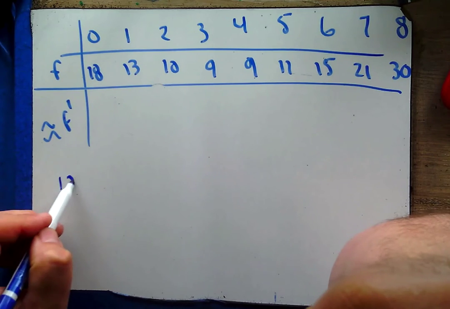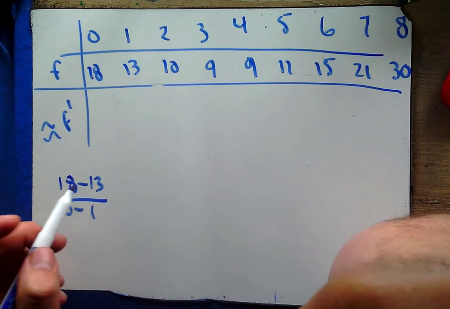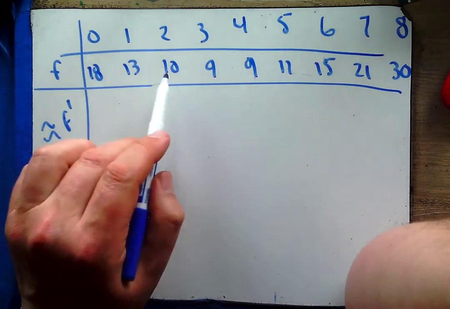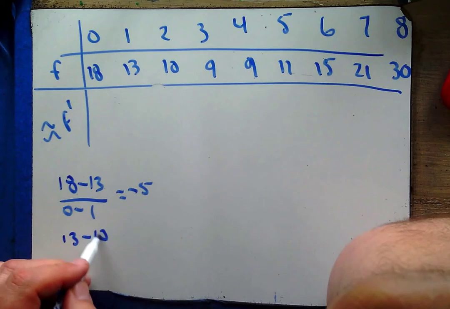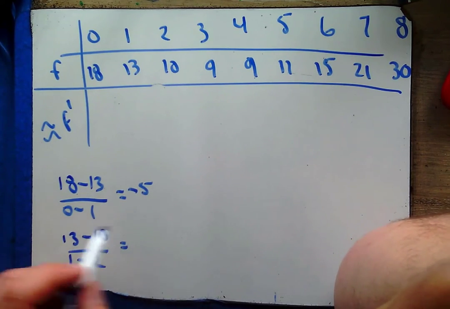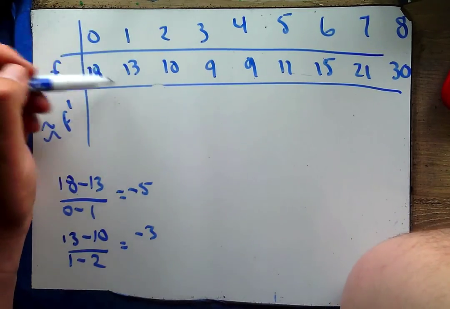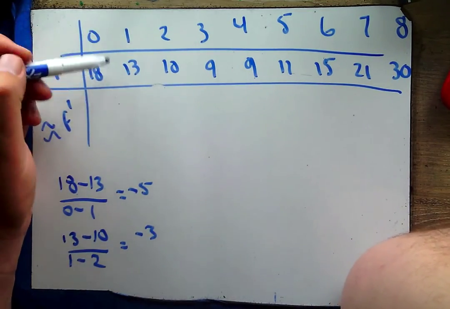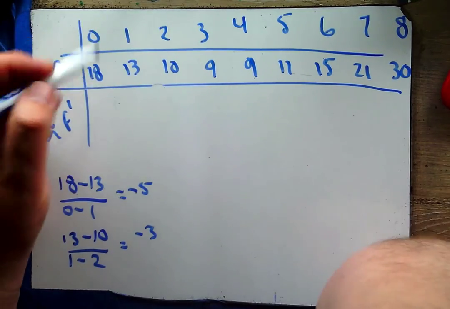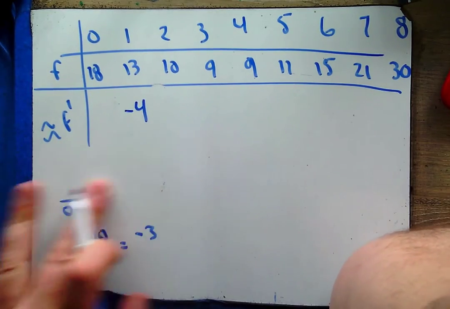Like, I could say 18 minus 13 over 0 minus 1. And that's going to be -5. Or I could say 13 minus 10 over 1 minus 2, and I get -3. So my approximation, my average rate of change over here is -5. My average rate of change over here is -3. And so I'm actually going to go with an average of those two and say -4.